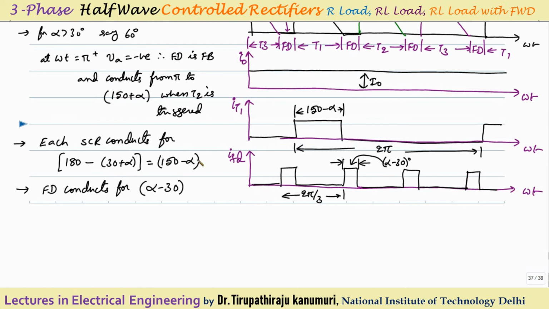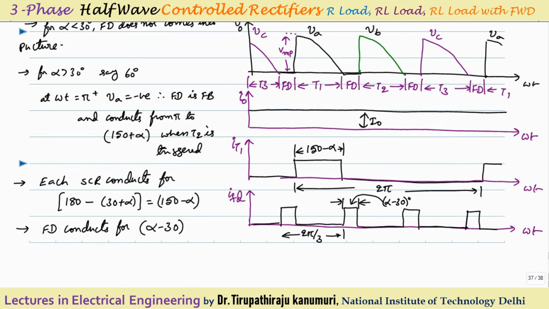So this will be equal to 150 minus alpha. So each SCR is conducting for 150 minus alpha degrees. So how much duration will the freewheeling diode conduct? The freewheeling diode will conduct for the remaining duration, that is equal to alpha minus 30 degrees. This will conduct for a duration of alpha minus 30 degrees.